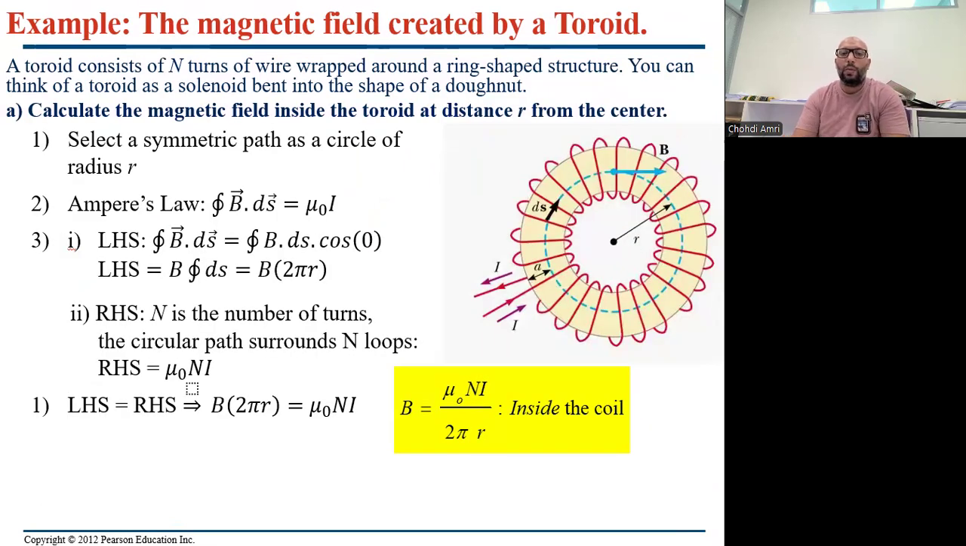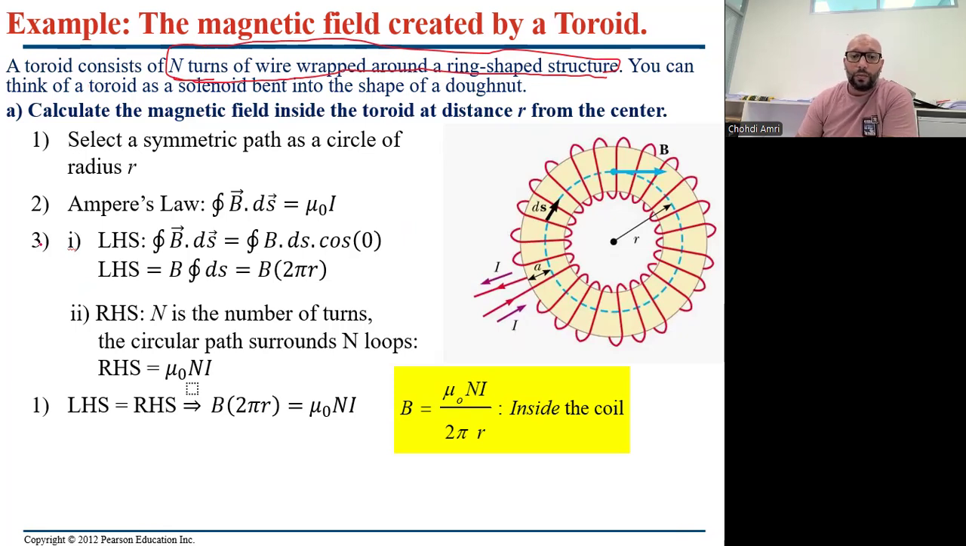Now we will talk about the second case, the magnetic field created by a toroid. But first, let's define what a toroid means. A toroid is n turns of wire wrapped around a ring-shaped structure. This is the definition of the toroid. You can think of the toroid as a solenoid bent into the shape of a donut.